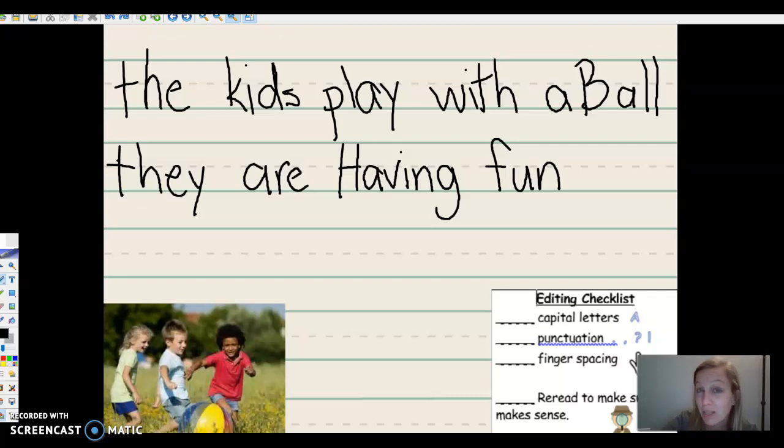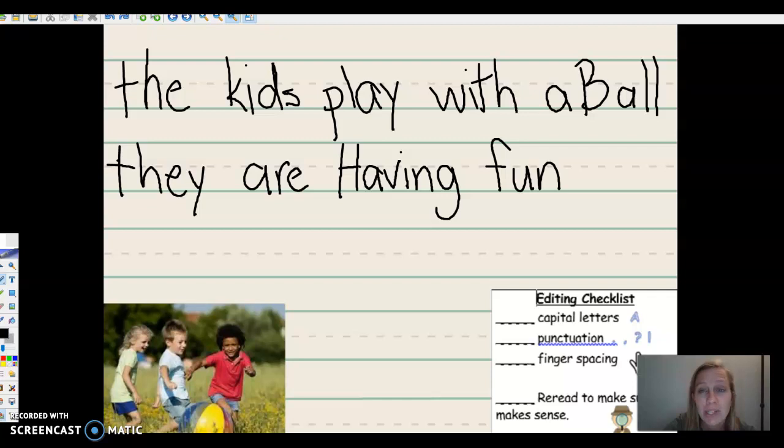This week we're going to do something a little trickier. We're going to be editing two sentences back to back. So there's going to be more than one punctuation mark, and there's going to be more than one capital letter at the beginning of our sentences. So let's read the sentences together.